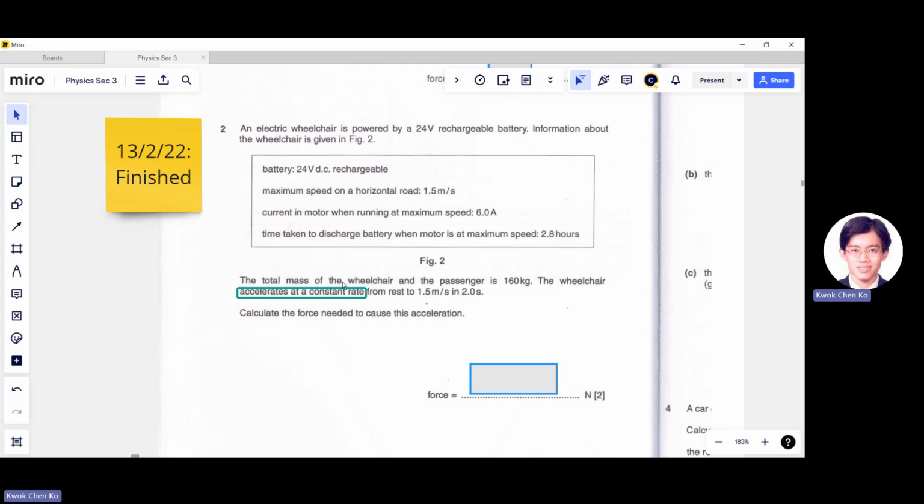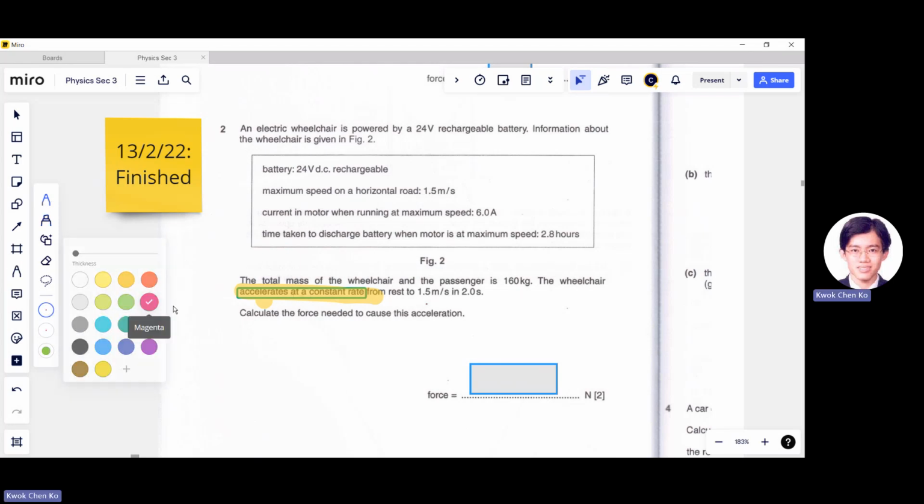Now, likewise, if you look at question 2, I hope you are very clear when they use the term accelerates at a constant rate. Now, that should tell you your acceleration is constant. And once you know that, in your head, you should realize that your acceleration formula can be used here. Now, I'm not saying that it should be used, just that it can be used, and it's an option that you may want to consider.